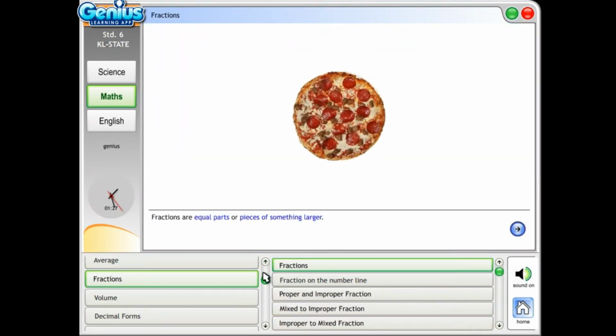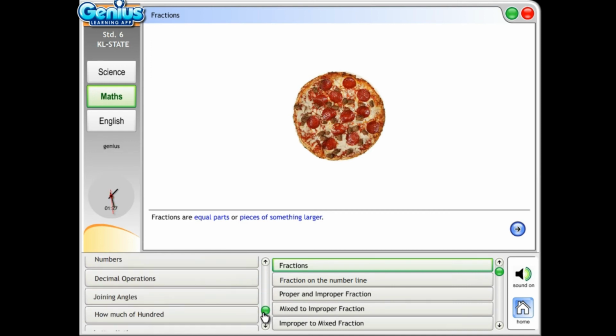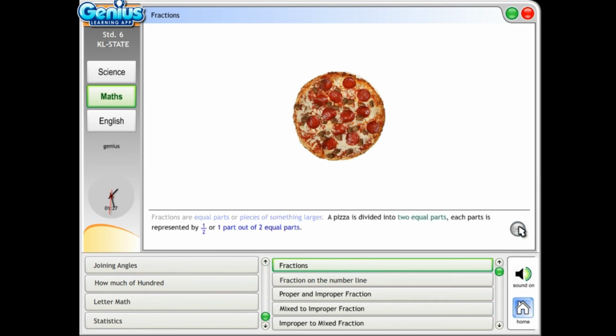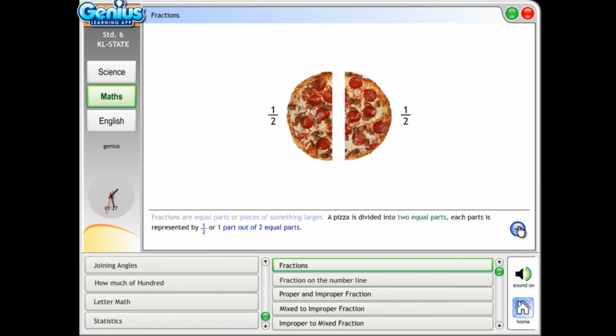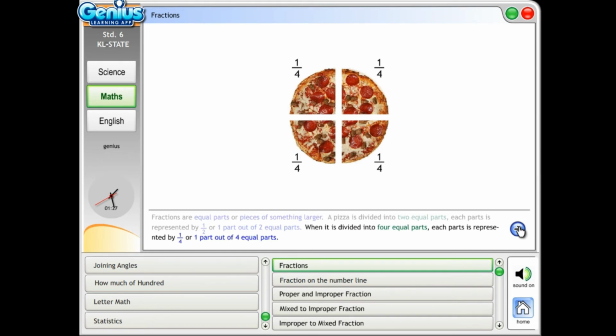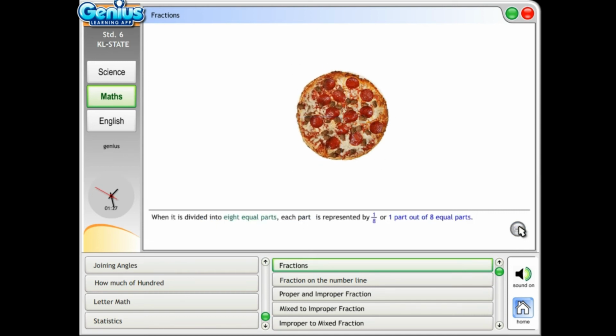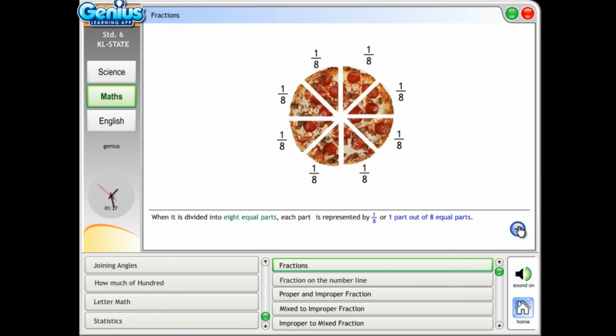Fractions. Fractions are equal parts, or pieces of something larger. A pizza is divided into 2 equal parts. When it is divided into 4 equal parts, each part is represented by 1 by 4, or 1 part out of 4 equal parts. When it is divided into 8 equal parts, each part is represented by 1 by 8, or 1 part out of 8 equal parts.